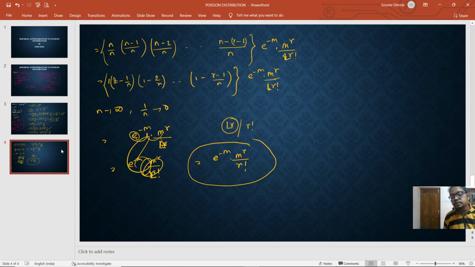So this is the derivation of how the binomial changes to the Poisson approximation. And I hope you understand how we can change the binomial approximation to the Poisson distribution.